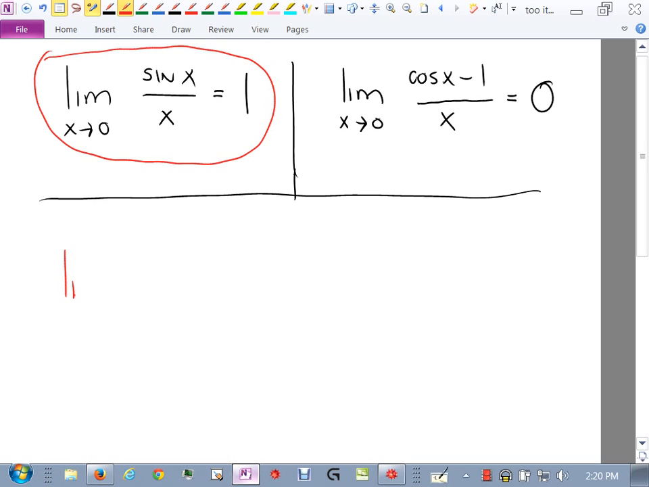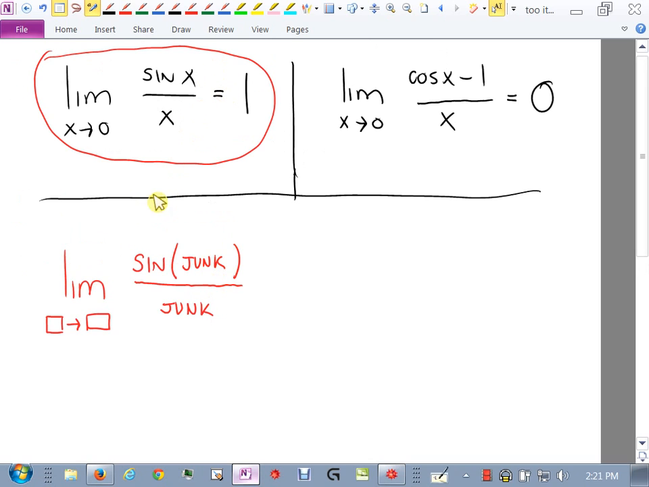If you have a limit, and I'm going to say that we don't care even what's happening down here. In other words, you could have x going to 0, you could have x going to 2, h going to 0, h going to pi. I don't care what it is. And then up top you have sine, and inside of sine you have something which I like to call junk. And in the bottom you also have something which I will call junk.